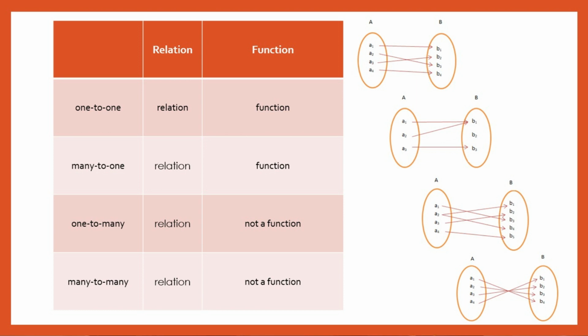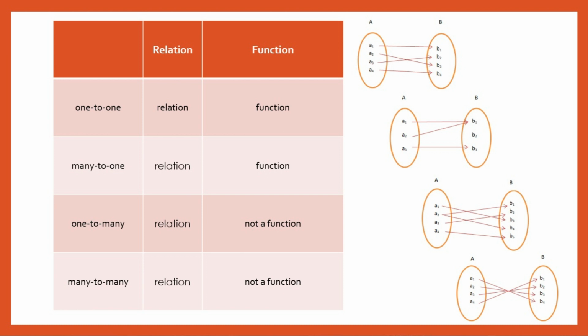It means that for every value of x or every value of a in set A, it only corresponds to one specific element B in set B. Many to 1. Many to 1 can be a relation as well as a function. It is shown at the second mapping diagram. You can see there that there are many elements in set A mapped to a certain element in set B.